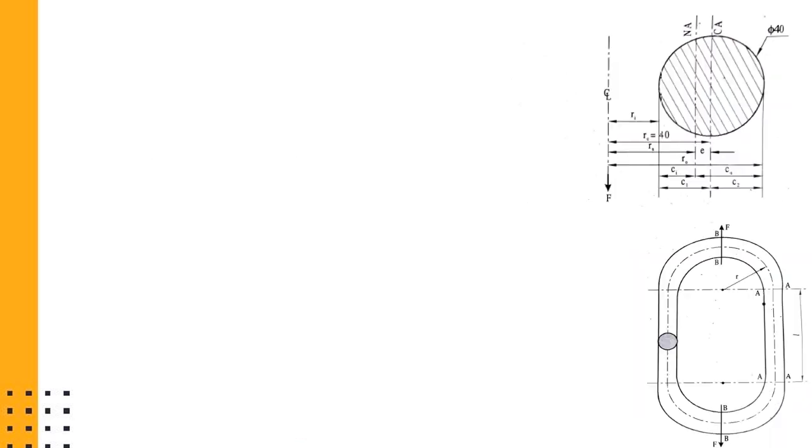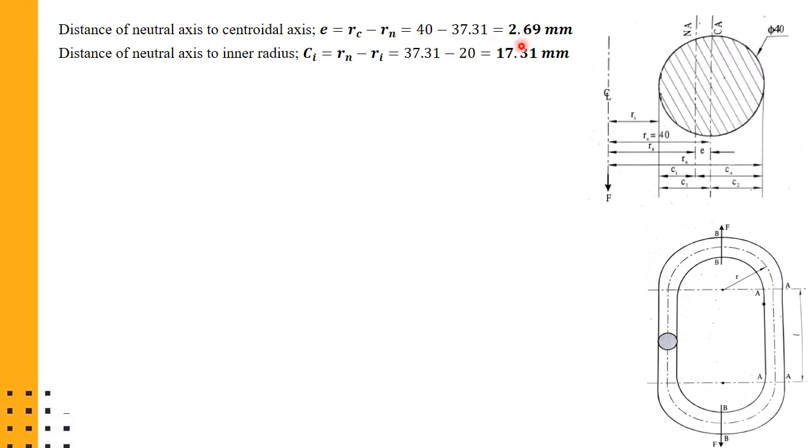So next we'll calculate the remaining parameters which we have to find out. One is the distance from the centroidal axis to the neutral axis, that is term E. So E can be given as: the radius till the centroidal axis is known and the radius till the neutral axis is known. So RC minus RN will give you the value for E. That is obtained here. So 40 minus 37.371 will give you 2.69 mm.